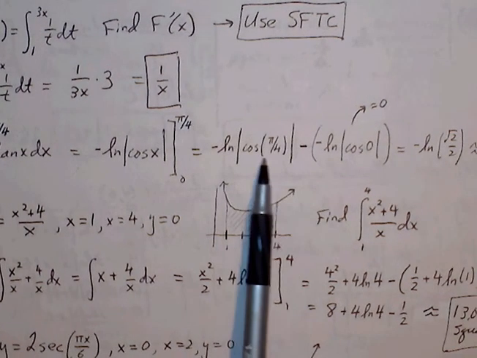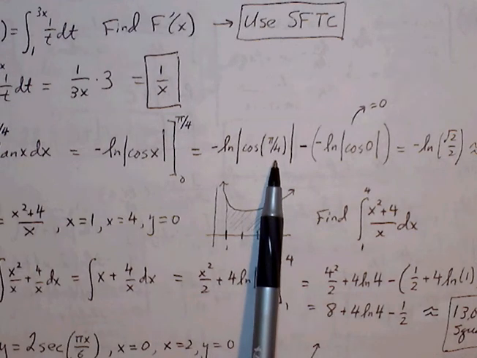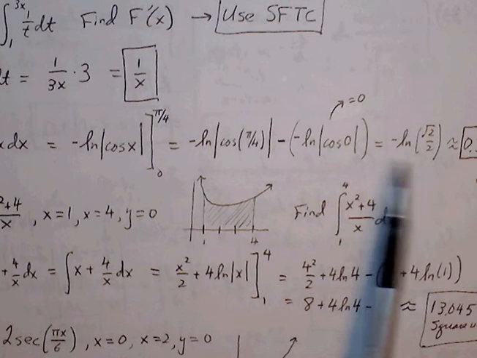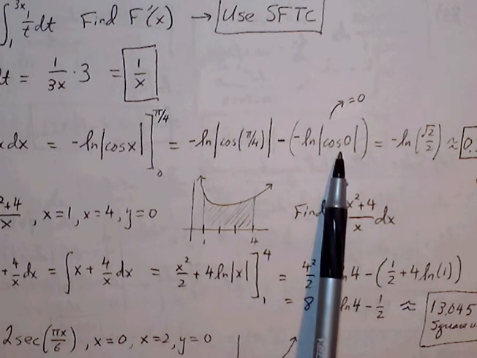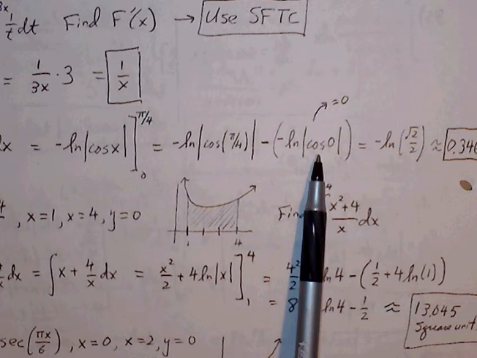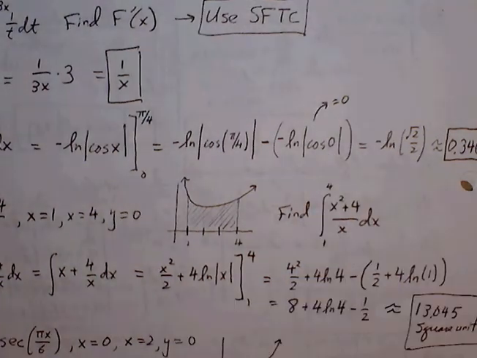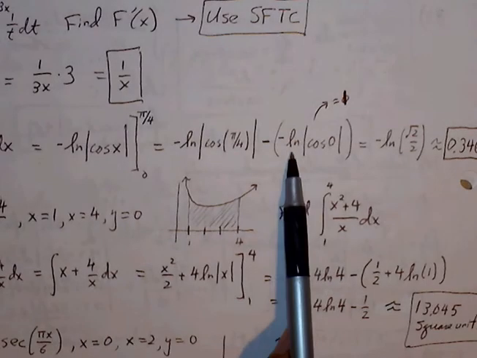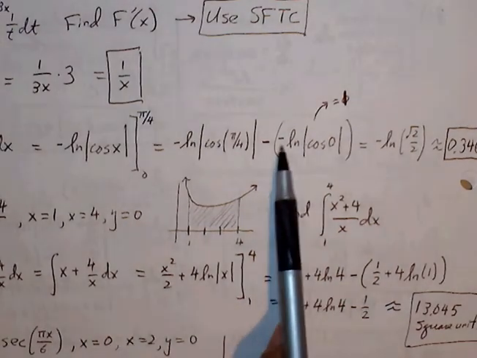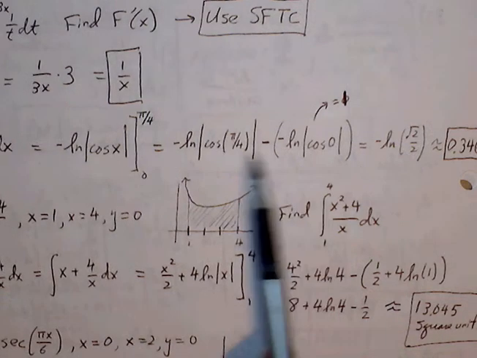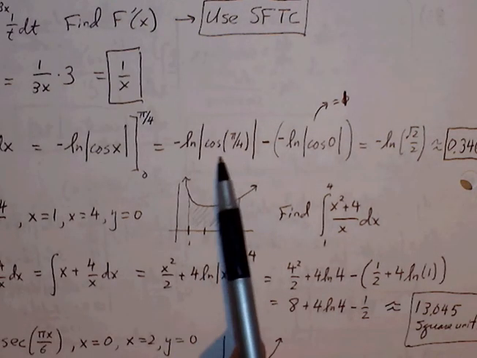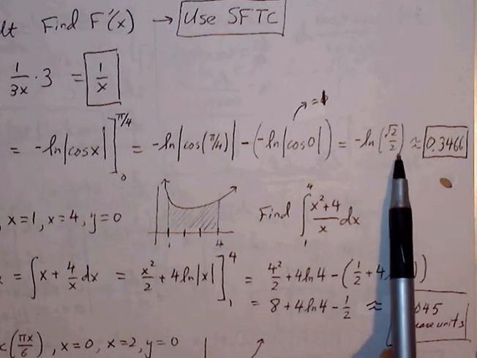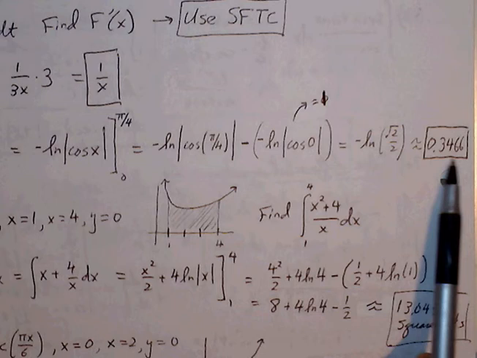So cosine of pi over 4 is simply going to be square root of 2 over 2. So that will leave us with negative natural log of square root of 2 over 2. Cosine of 0 is equal to 1 actually. So that's a mistake, it's equal to 1. And we know natural log of 1 is 0. So 2 negatives with a 0 is still a 0. So we're just left with this term here, negative natural log of square root of 2 over 2, which we can use our calculator to simplify further, which will be 0.3466.